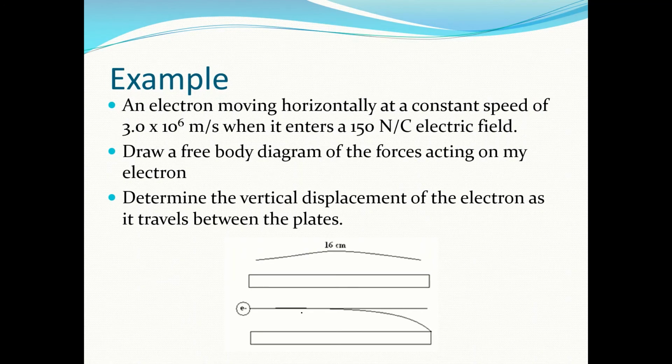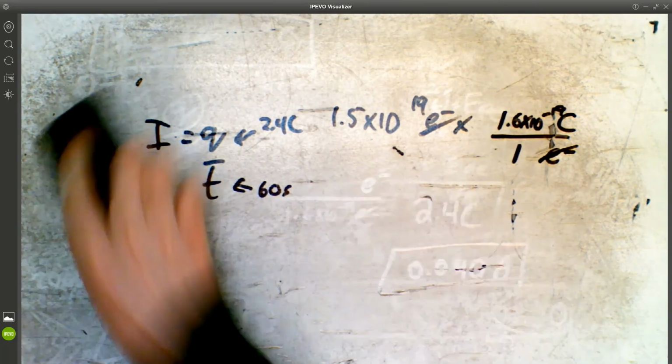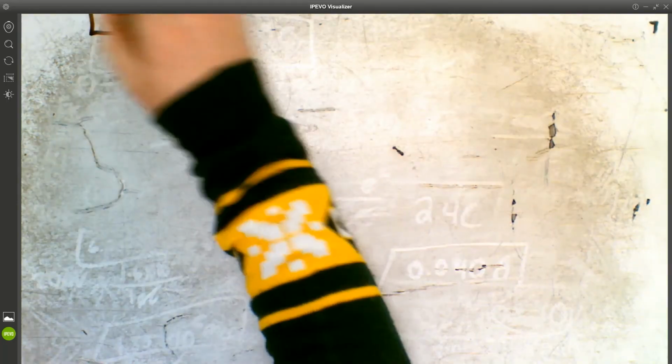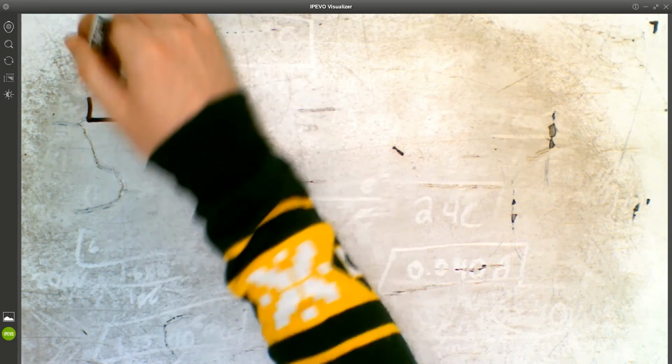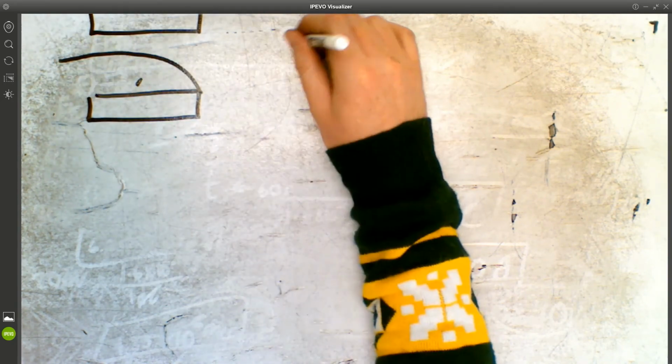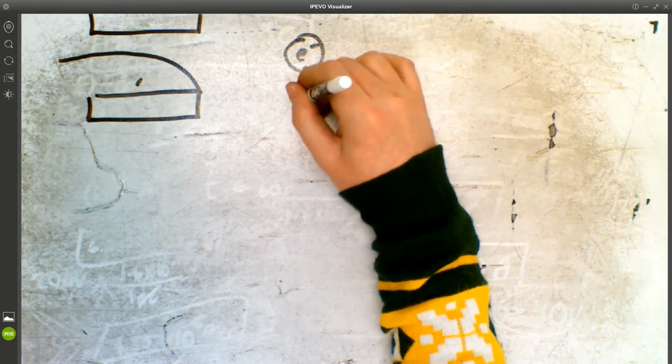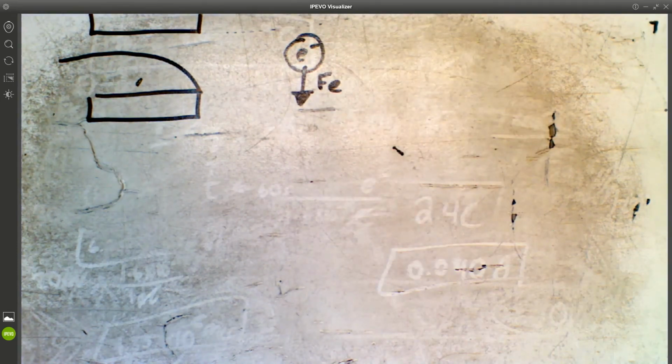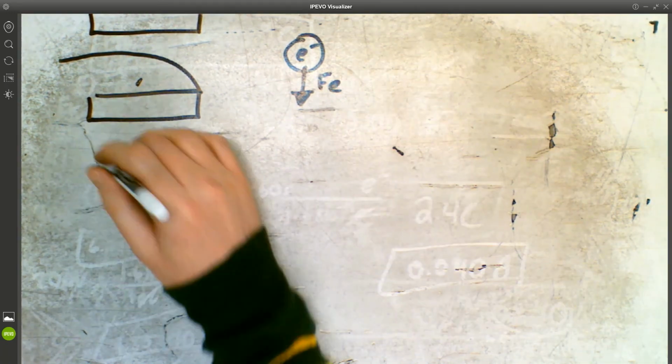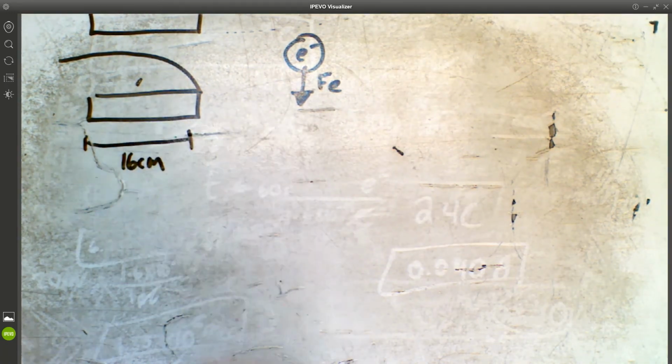So the only force acting on it when it's between the plates, let me just switch to this. It's so much easier to do this. So we have our plates. It gets pulled down like that. So the force acting on our electron is an electric force that's downwards. Gravity is so small that we don't need to include it in our free body diagram. We want to determine the vertical displacement of the electron as it travels across the plates. It tells us that this is 16 centimeters.